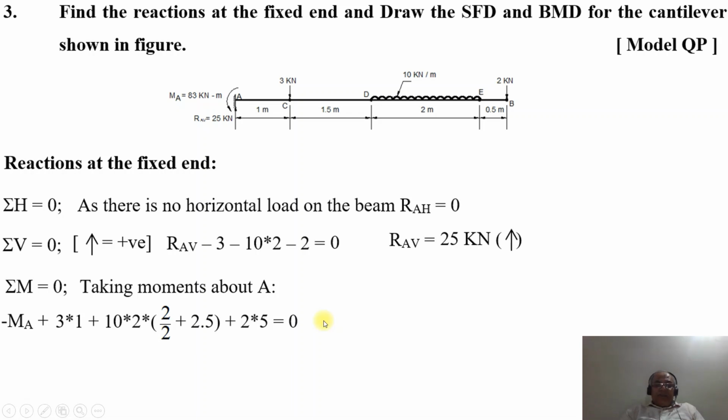So on the simplification side, MA will be equal to 3 plus 20 into 3.5, that is 60.5 plus 10, 70.5 plus 3. So now on simplification, we will get 83 kilonewton meter. Since the reactive moment is positive, it will be in the counterclockwise direction. So this is how you will be able to analyze the reactions at the fixed end.